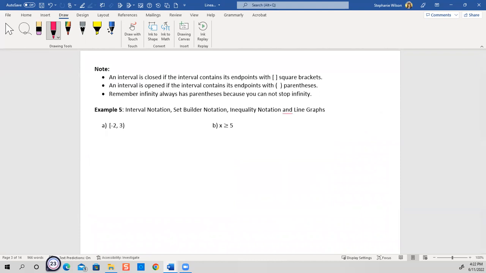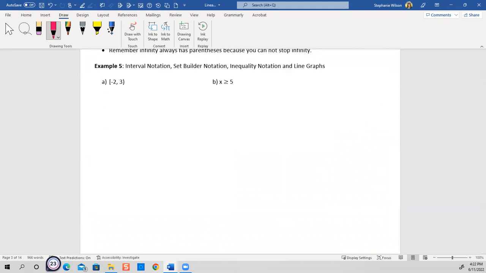So let's talk about writing these out. The first one's already in interval notation. So what I want to do is write it in set builder notation, inequality notation, and graph it. I'm going to graph it first. I've got -2, 3. And if you notice, they always write the smaller number first because we always read left to right. It says -2 has a bracket, so it's closed on -2. 3 has a parenthesis, meaning it's open. And it's going to be all values in between.